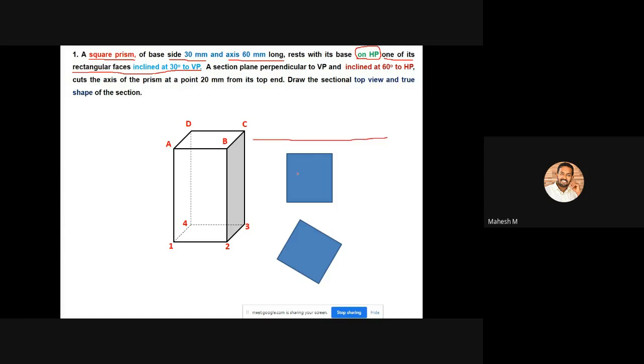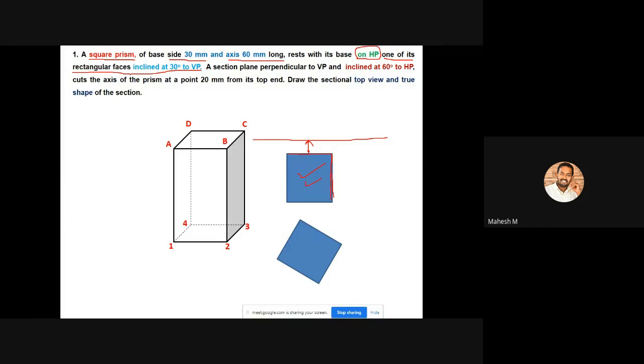You should not create a square like this, because any one of the rectangular faces is inclined at 30 degree to VP. If you create a square like this, then this is a rectangular face, and also this is one more rectangular face. Our condition is that it is inclined at 30 degree to VP. If we create it like this, then one rectangular base is parallel to VP, and also one rectangular base is perpendicular.